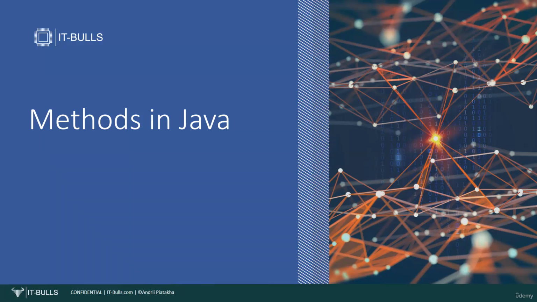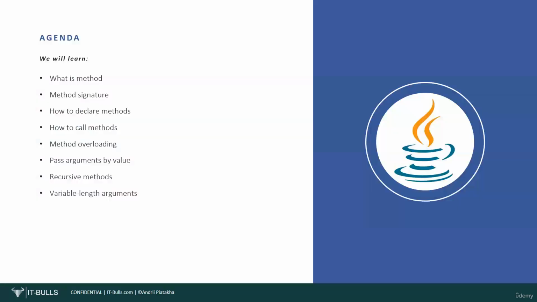Hello team, in this section we'll learn more about methods in Java. We are going to have multiple lessons in this section from which you'll learn what a method is and what a method signature is, how to declare methods and how to use them. You will understand how methods can return values. I will explain how data is passed in Java by value and not by reference, how to write recursive methods, and what variable length arguments are.